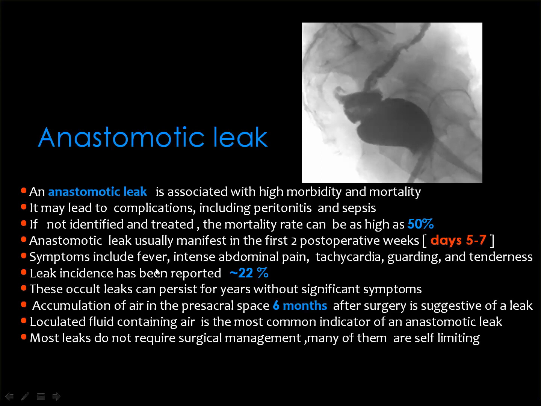The patient may complain of fever, abdominal pain, tachycardia, guarding, and tenderness, and leak incidence has been reported in around 22% of the cases. There is what is known as occult leak, which may persist for years without significant symptoms. And leak will result in accumulation of air and fluid in the presacral space. And if this is seen 6 months after surgery, it is highly suggestive of a leak. Loculated fluid containing air is the most common indicator of anastomotic leak.